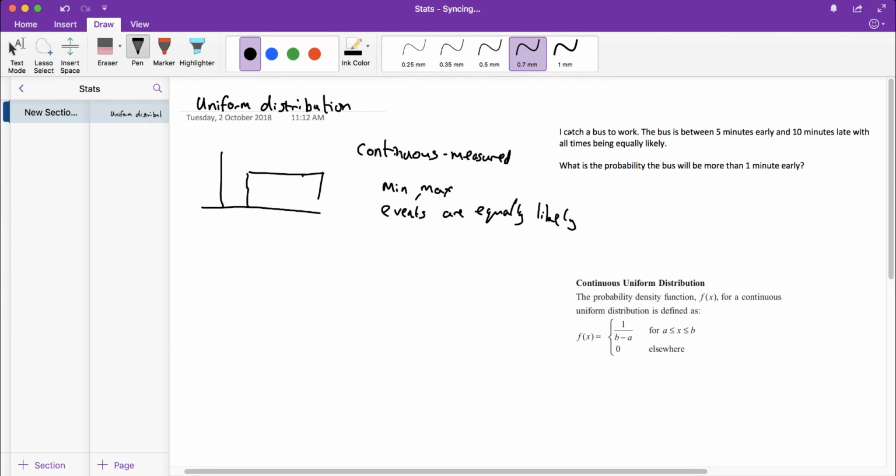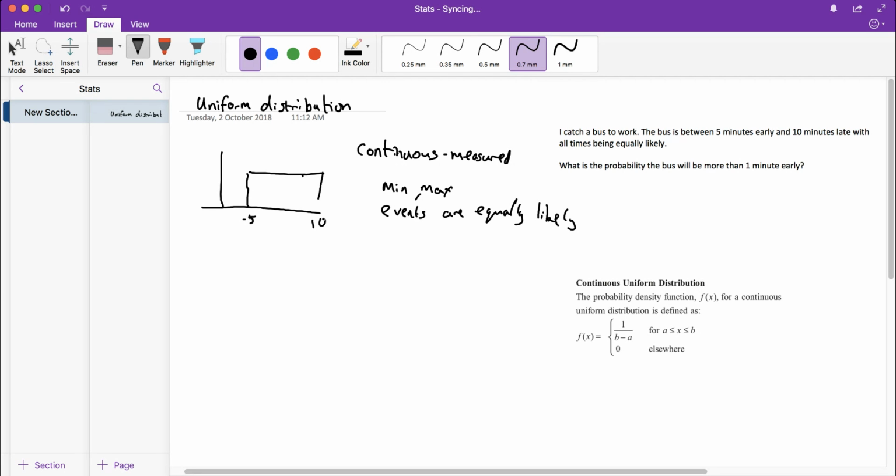So imagine this situation is the one that we're working. I catch a bus to work. The bus is between 5 minutes early and 10 minutes late. So if it's 5 minutes early, that's minus 5 minutes. If it's 10 minutes late, that's 10 minutes. I'm treating the minus numbers as early.